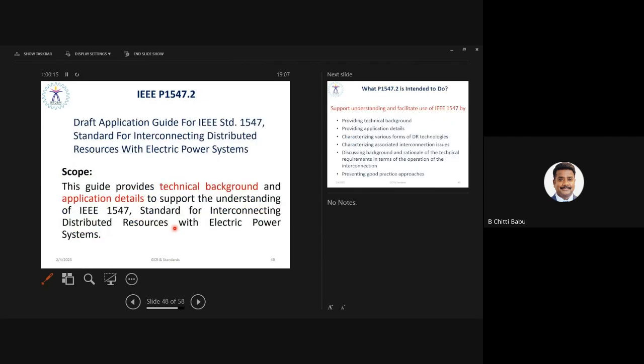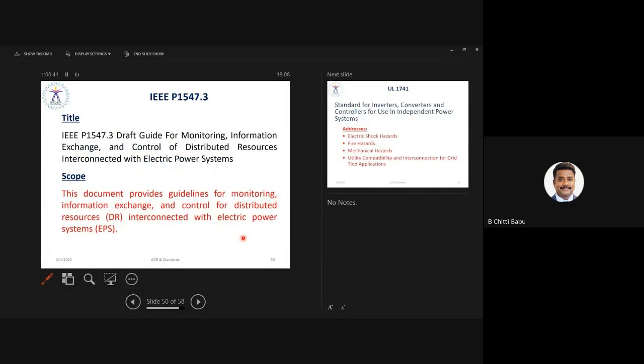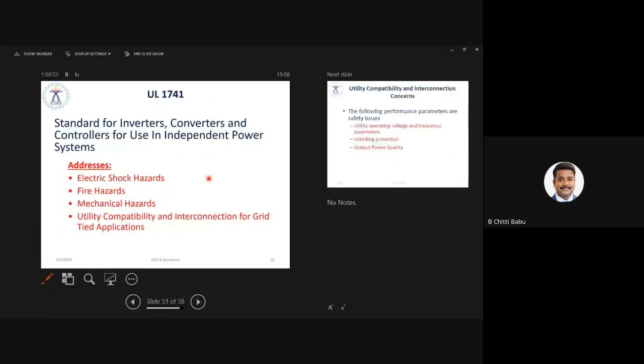And this is 1547.2, what it meant that is available. This is all the 1547 standard that is meant for interconnecting distributed energy resources, right? And this is 1547.2, meant for providing the technical background, application details, and various forms of distributed resources technology and interconnection issues, and the technical requirements for operation, presenting good practice approaches. And the 1547.3 is drafted for monitoring, information exchange, and control of distributed energy resources interconnected with the existing power system.